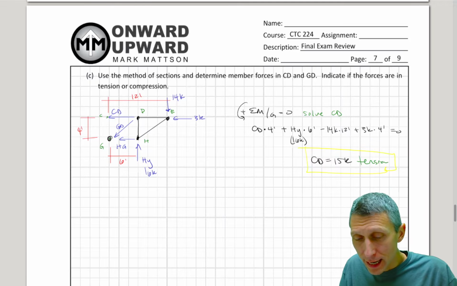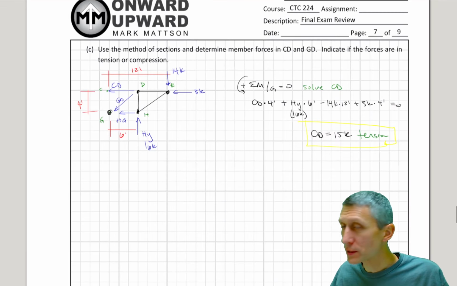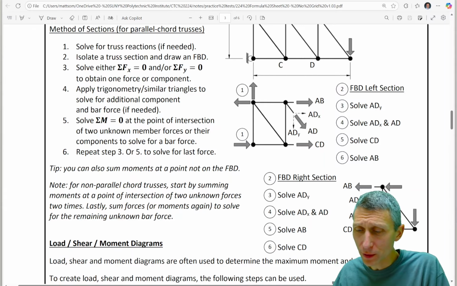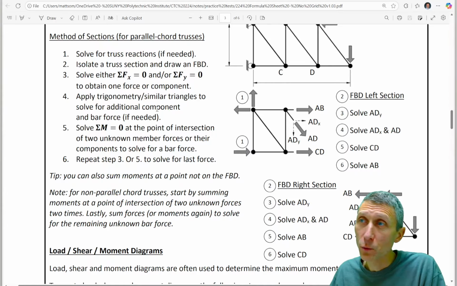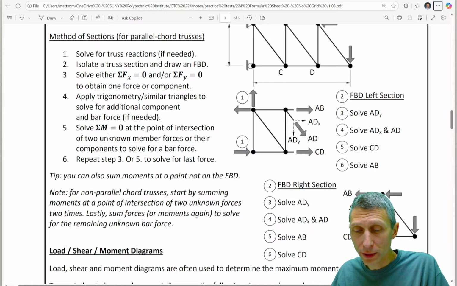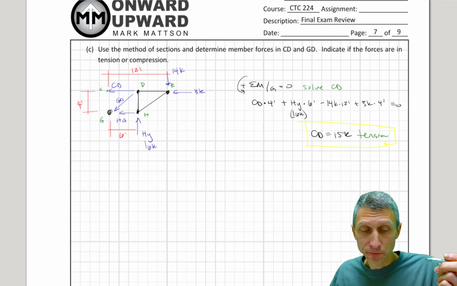Okay. The next part of this, and honestly, I sort of skipped this when I came into here, but when we look at this method of sections for parallel chord trusses, the first thing we need to do is sum forces in X or Y. I sort of skipped down to step 5 here, but steps 3 and 4 are perfectly valid, and we're going to do that here, because what this does is it allows us to solve for one component. So like in this example here, the only vertical component that we don't know is DGY, so we can solve for that directly. So let's come back here.